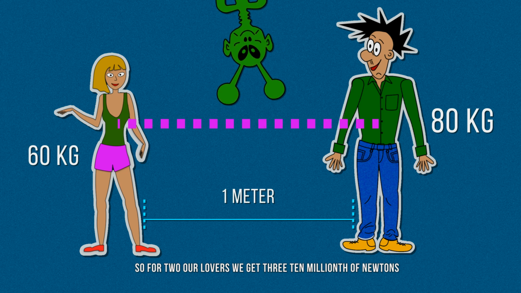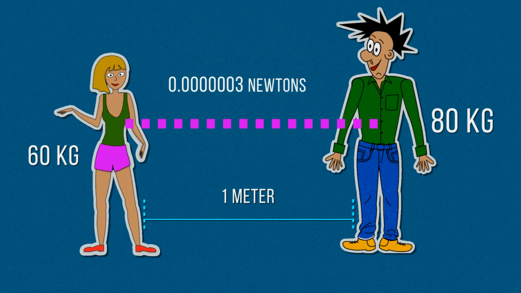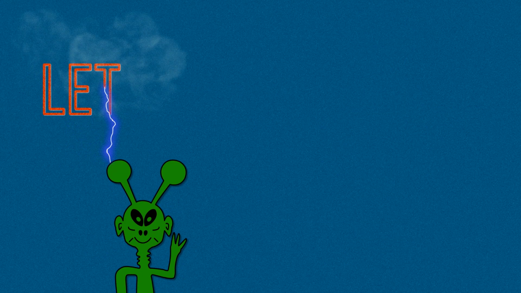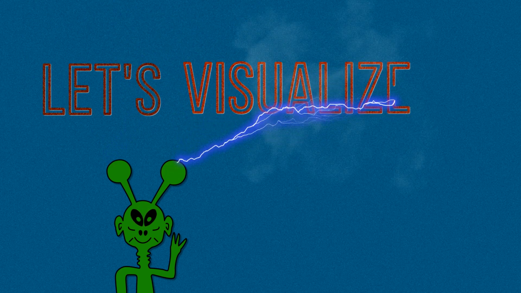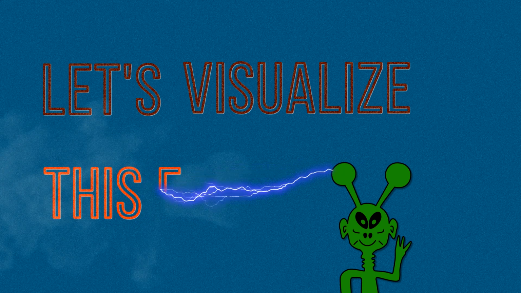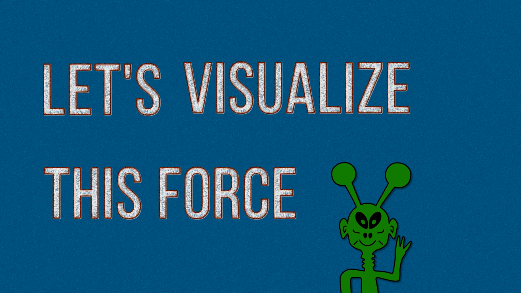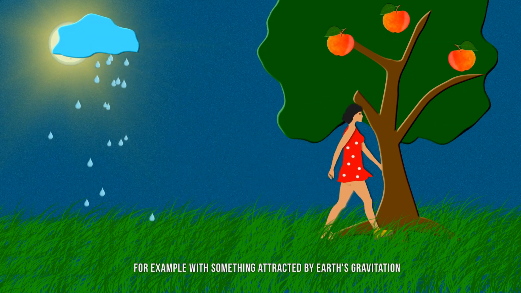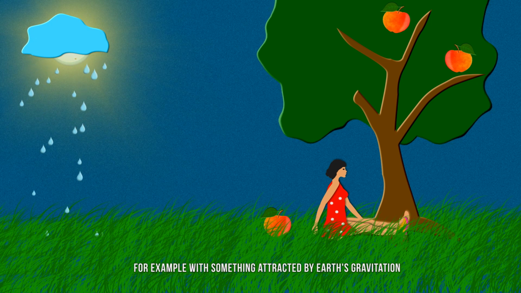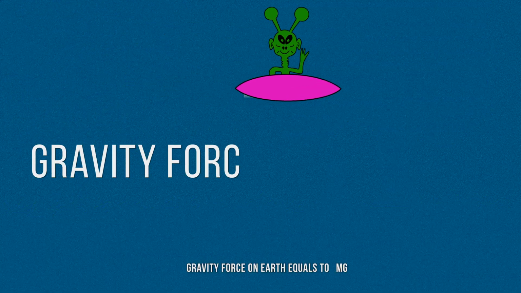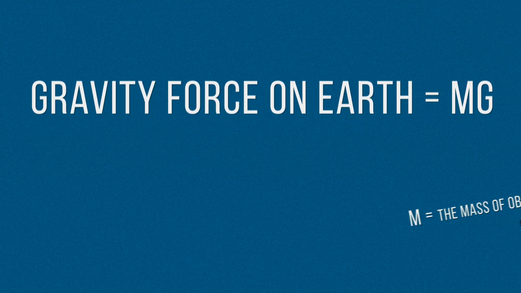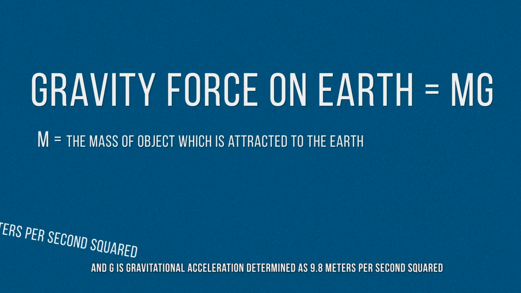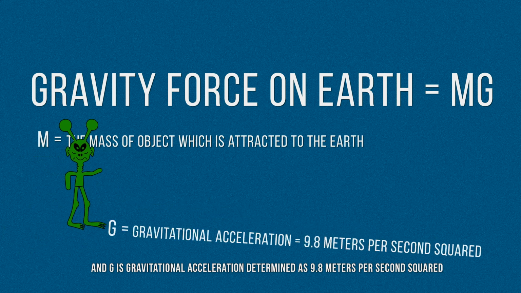So, for our two lovers we get 3 ten-millionths of newtons, and the newton is a unit our force can be measured in. Let's visualize this force. We can do this by comparing our force with something familiar, for example with something attracted by Earth's gravitation. Gravity force on Earth equals mg, where m is the mass of an object which is attracted to the Earth's surface, and g is gravitational acceleration, determined as 9.8 meters per second squared.